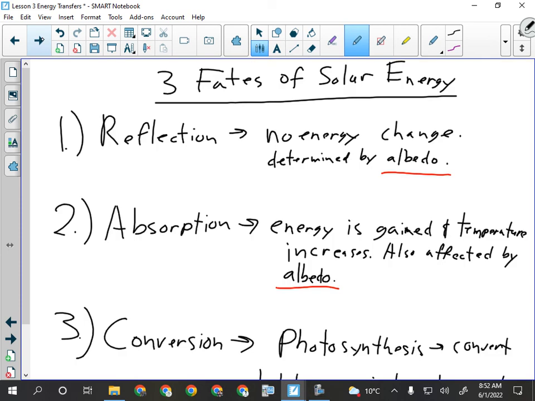Okay, so big things to remember, because I didn't have a lot of stuff on there the other day when I had this, so maybe just add a couple of little things to the notes you made yesterday. Okay, the three fates of solar energy. One is reflection. If reflection happens, there's no energy change, and that's determined by albedo. Okay, absorption. Energy is gained. Thermal energy is gained. Temperature increases. And it's also affected by albedo. A low albedo means a lot of absorption. A high albedo means a lot of reflection.